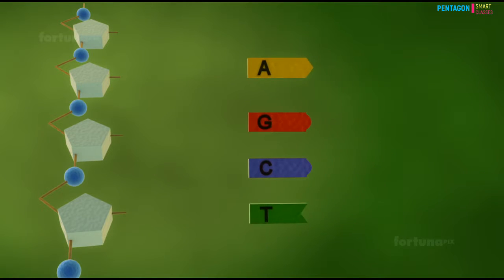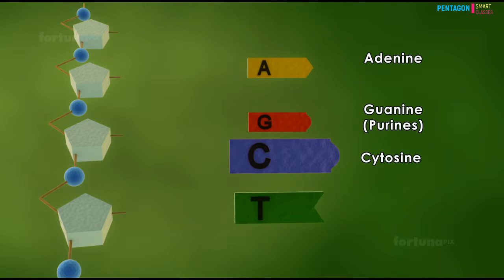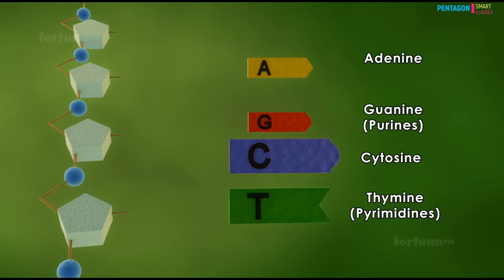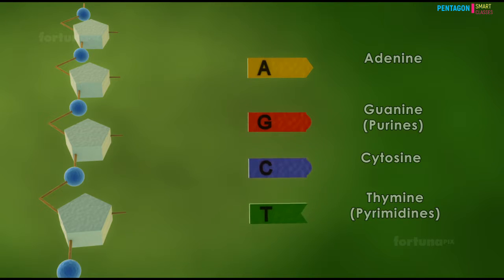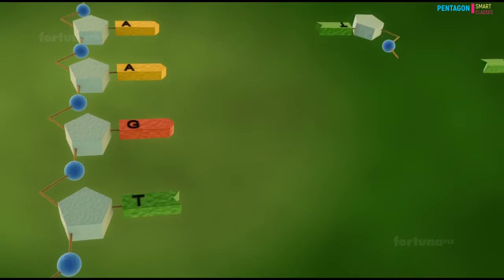There are 4 nitrogenous bases in DNA: adenine and guanine, called purines, and cytosine and thymine, called pyrimidines. The bases are attached to the sugar molecule.